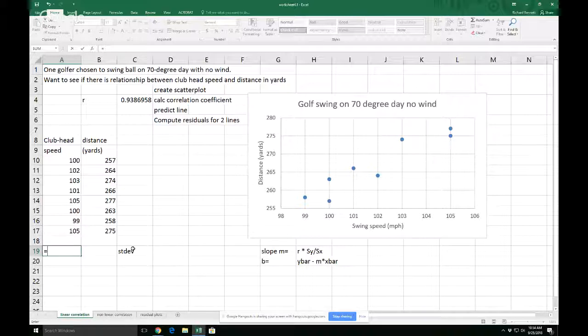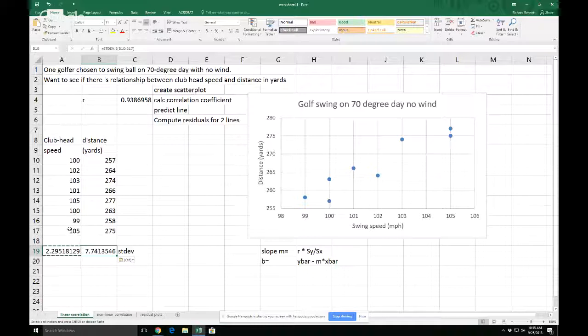Okay, standard deviation. Which one do I use? Sample. These are samples, right? This is certainly not every swing a golf club person has ever made. The standard deviation of the club's head speed is 2.29 miles per hour. And we're also going to need, in fact, I'm going to copy that. Standard deviation for the yards is about 7.74 yards.